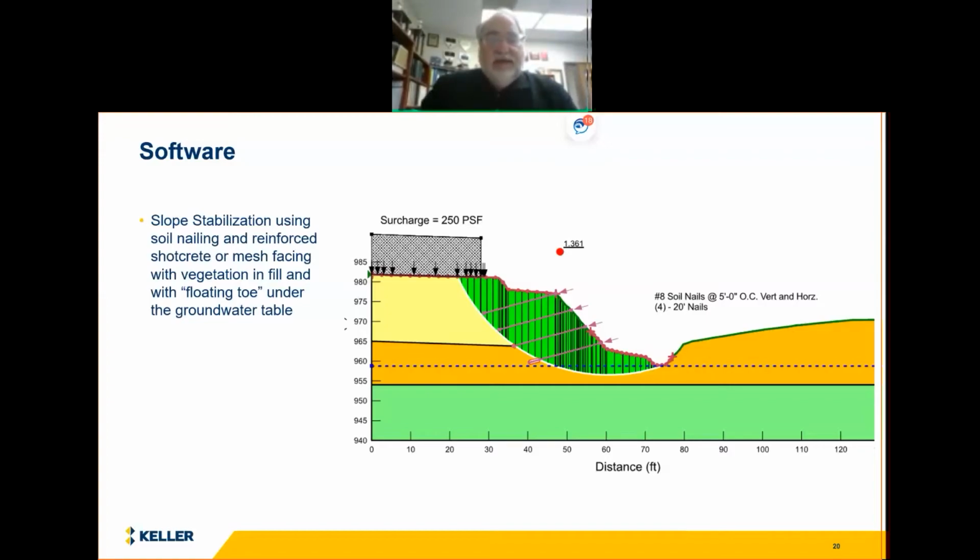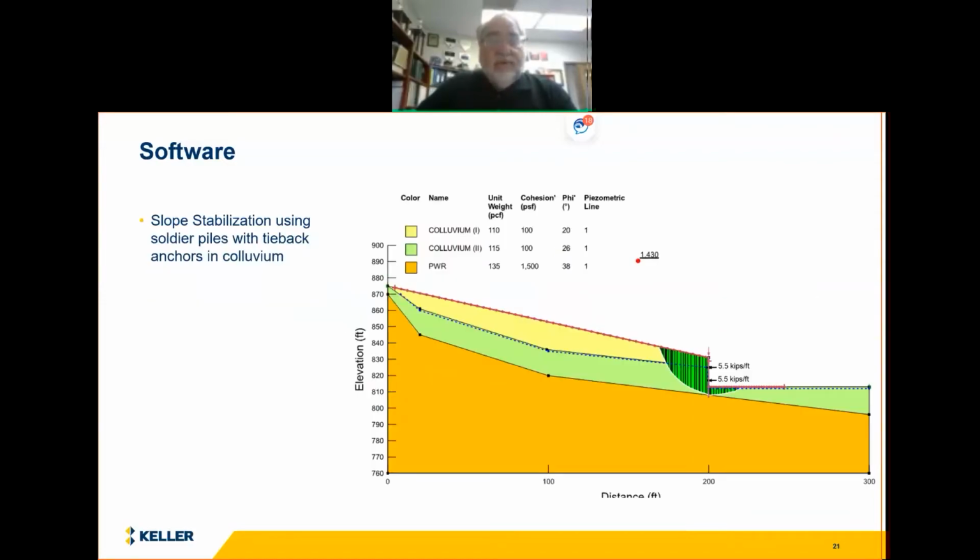But in this case, we have the common problem of the floating toe, where the groundwater table is affecting the resisting forces down at the bottom of the project, and is very common in what we look at. So this is a design software output for soil nailing.